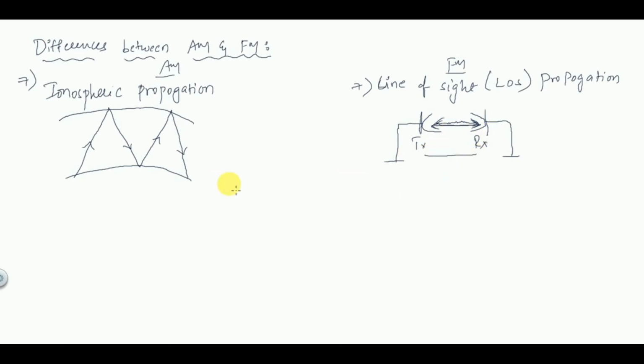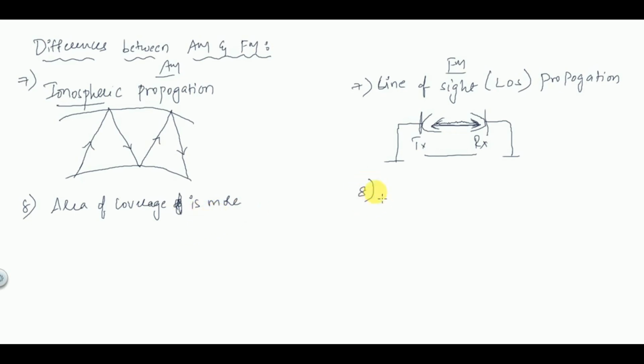Okay, so due to long distance transmission by ionospheric propagation, the area of coverage is more. It can cover an entire nation, so throughout India we can transmit one AM signal like Akashvani. Akashvani is the best example for an AM signal.